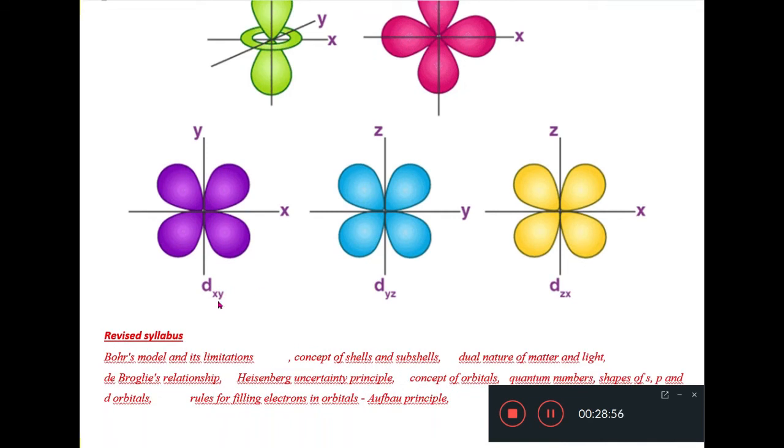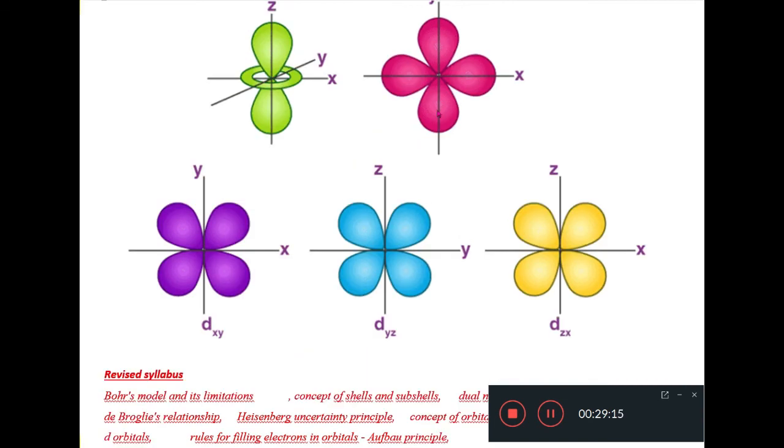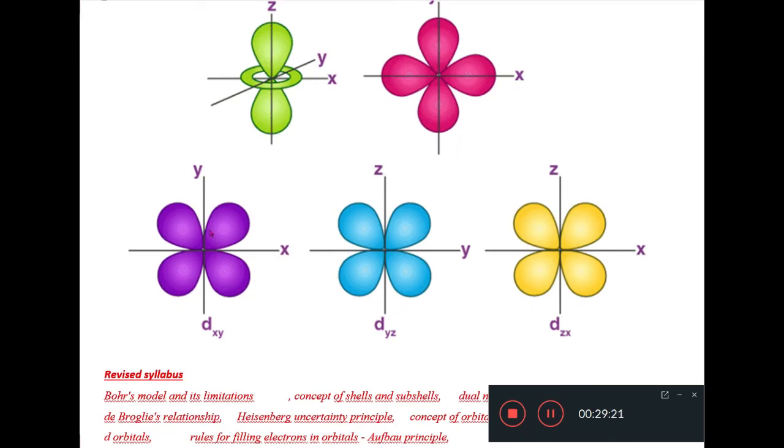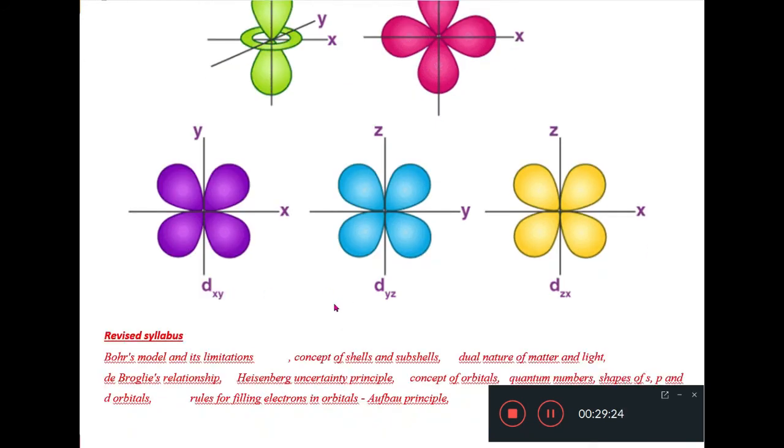Now dxy. To draw the structure of the dxy orbital, you have to draw the x-axis and then the y-axis. After that, you have to draw the 4 lobes between these 2 axes, okay? Don't draw these lobes on the axis. If you draw on the axis, this will become this one, which is dx square minus y square. So you have to draw the 4 lobes between these 2 axes. Similarly, for the dyz orbital, you draw the y-axis and z-axis and draw the lobes between these 2 axes. Similarly, for zx, you draw one z-axis and one x-axis and draw the 4 lobes in this manner.